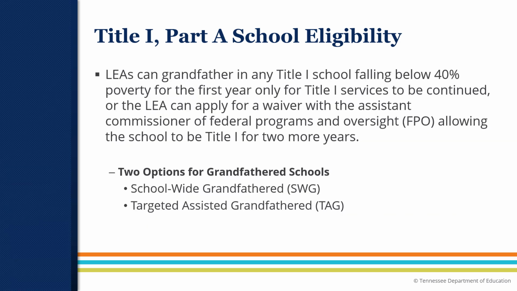Also, another option, rather than doing a school-wide waiver the first year, if a school drops below 40% after the first year, you can grandfather it in the first year without having to request a waiver. And then if it drops again the following year, a waiver must be requested, and that is good for 2 years.